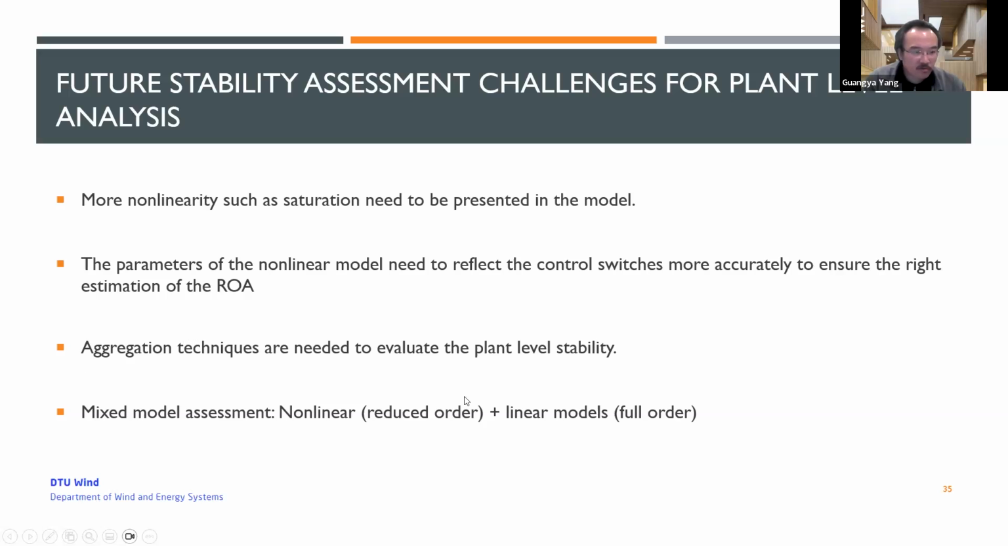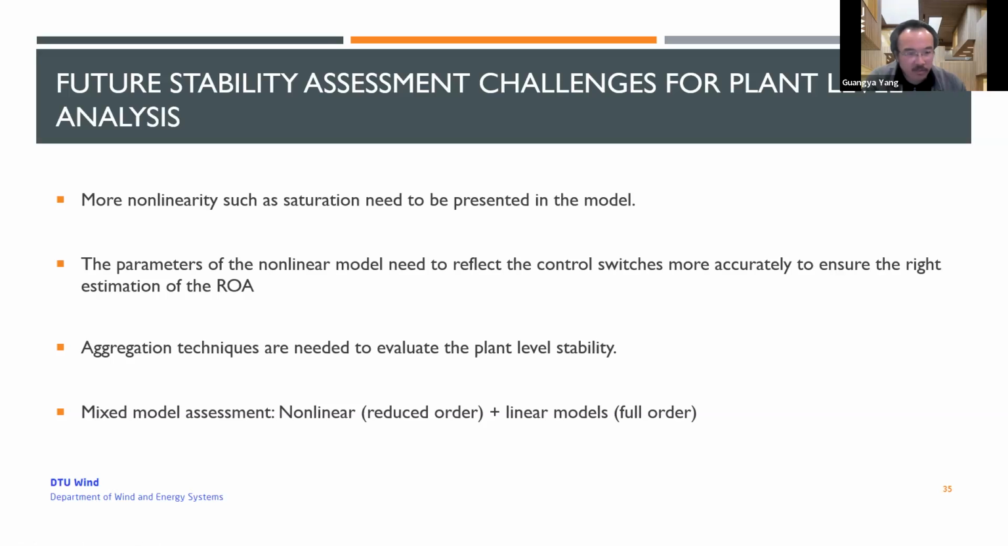And for the plant level, so far we talked a lot, but they're still at the single converter level. With the plant level, we need to see how this model could represent the plant level. Aggregation and validation is needed here. That's also something that we are trying to do.